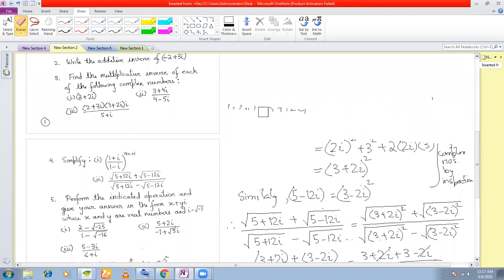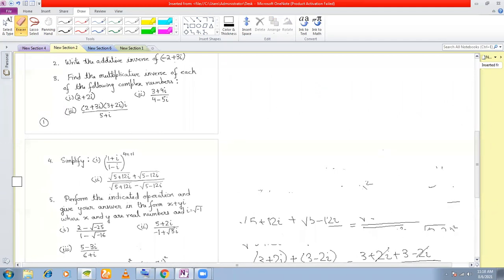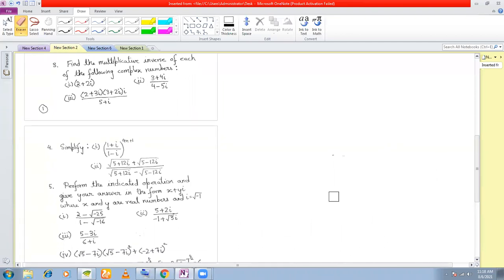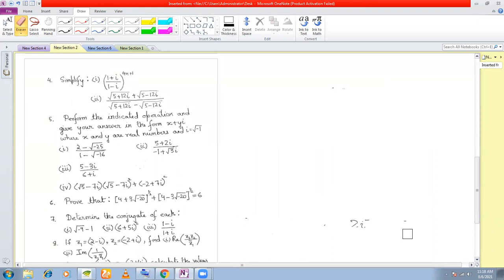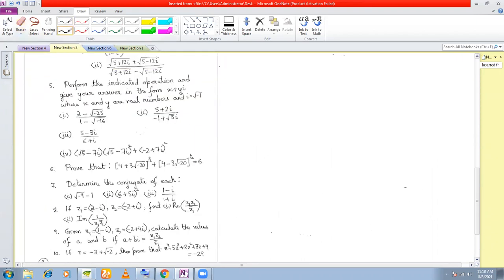So we'll move on to the next problem. Number 5. Perform the indicated operation and give your answer in the form x plus yi, where x and y are real numbers.